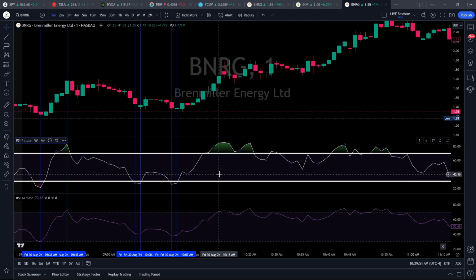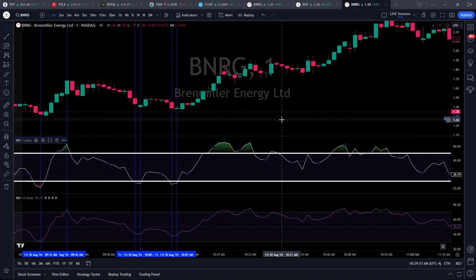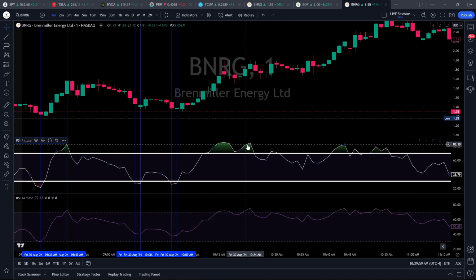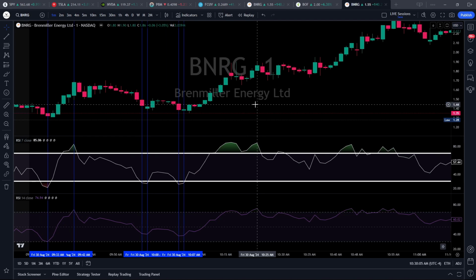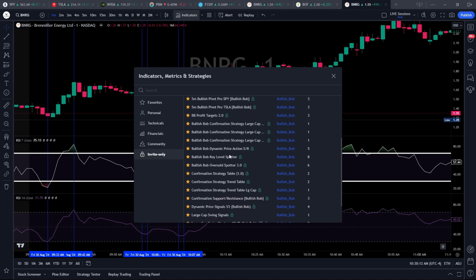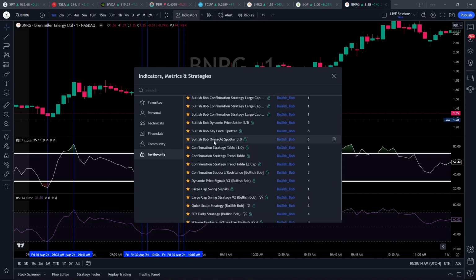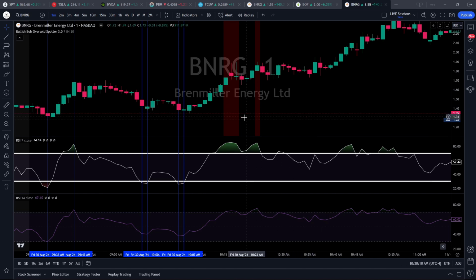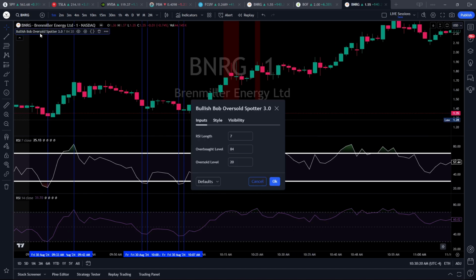Now, a lot of our code will be built into this where you don't have to be looking at multiple oscillators on one chart, because if you start stacking too many things on here, it can become a little overwhelming, right? So we have indicators that will actually do that for you. If you go to our indicators tab and go to invite only, we'll look for, let's see, the oversold spotter right here. Oversold spotter. I'll add that to the chart. Click that on, and you don't see much there yet.